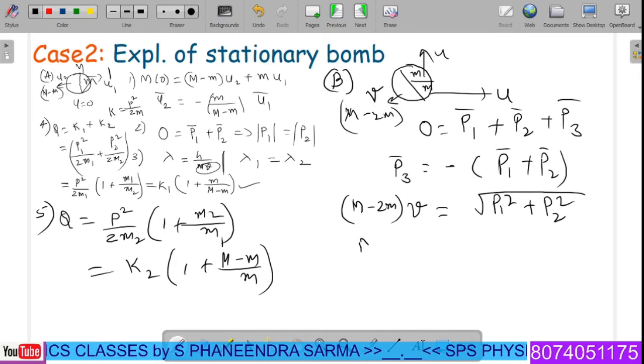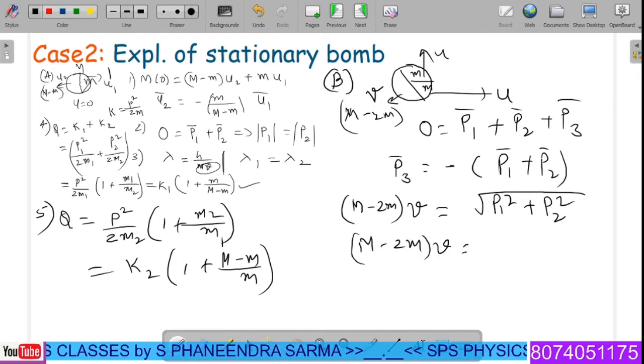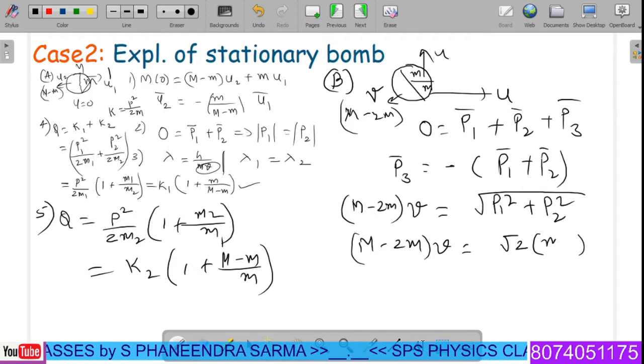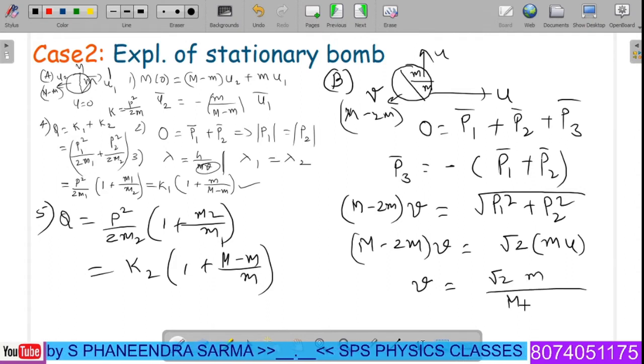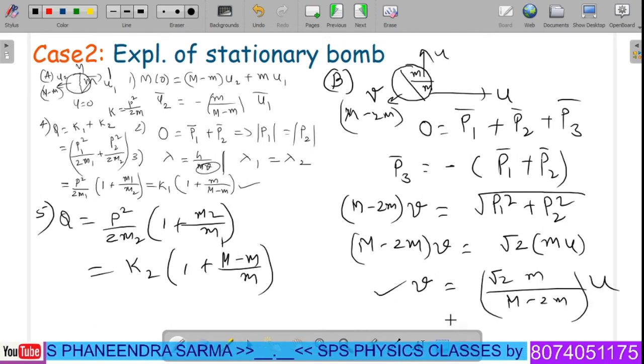So therefore you can write down m minus 2m into v is equal to, since the momentums are the same here in the given problem, root 2 into mu. Otherwise, the speed of the third particle is given by v is equal to root 2 into m by m minus 2m into u. So this is the speed of the third particle, what we can conclude in the given case.